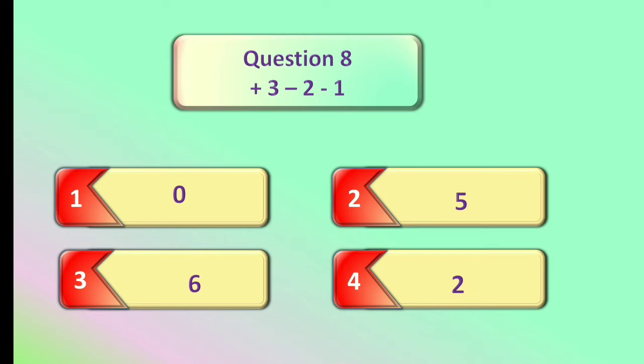Focus on same sign. Minus 2 minus 1, result will be minus 3. Now we have 3 minus 3. Now total result is 0. So first option is correct, while other options are wrong.